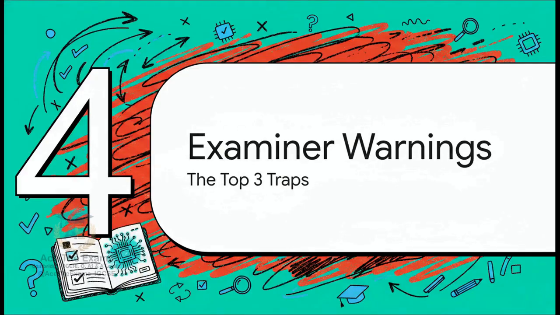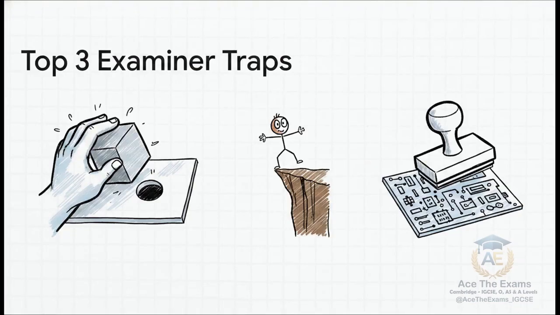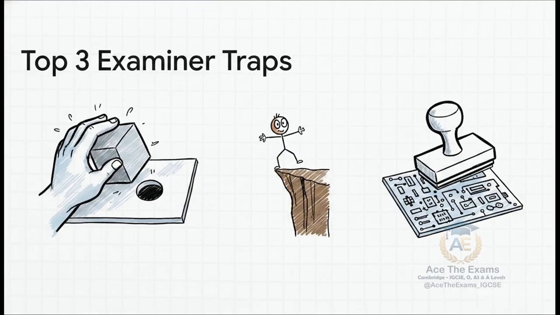Okay, before you face your next exam paper, we seriously need to address the direct warnings pulled straight from the principal examiner reports. These are the danger zones where the examiner's red pen comes out most often. Let's break down these top 3 traps. Trap number 1, the classic mistake of using the wrong formula or algorithm for the specific context provided. It's like using a hammer on a screw.